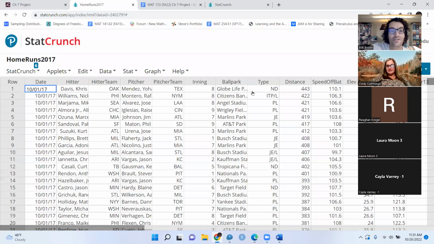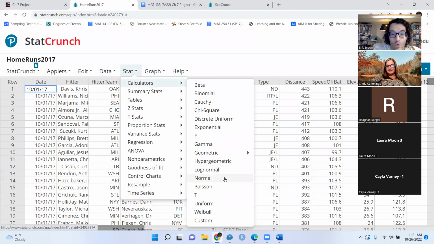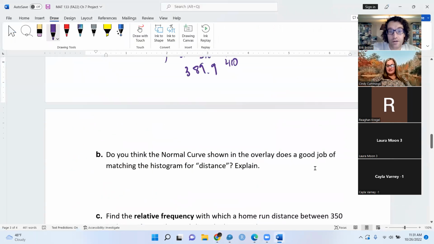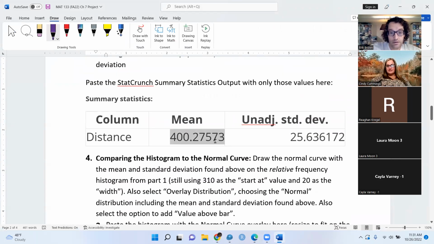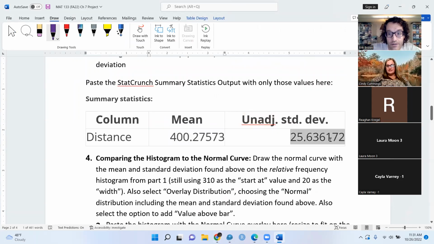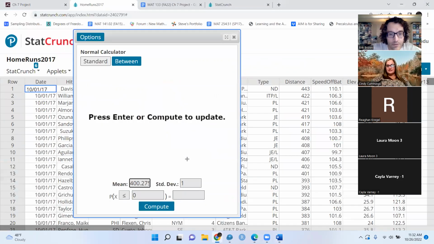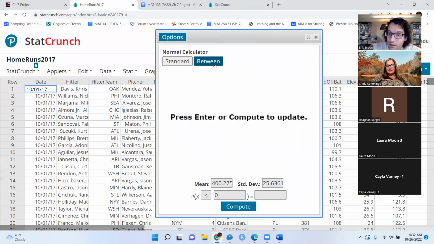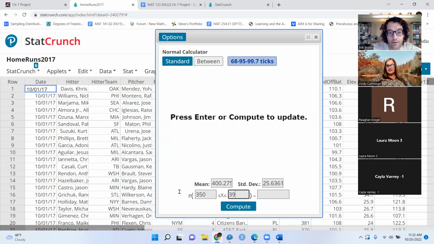Okay, so we're going to run over to StatCrunch. We're going to go to Stat, Calculators, and Normal. And Reagan's made a great point. Do we use 0 and 1, or do we use something else? Did we use z-scores, or did we use data values? And I think you all answered it already. We use data values. So what we've got to put in here is this mean, 420.27573, and I'm going to use all the numbers. And this standard deviation, 25.636, and so on. I'm just Control-C and Control-V it in there. And then because it's a between, we'll click the between button. And we wanted 350 and 390. Let me pause there and make sure everyone's okay.